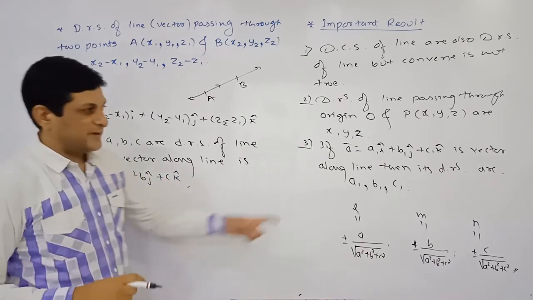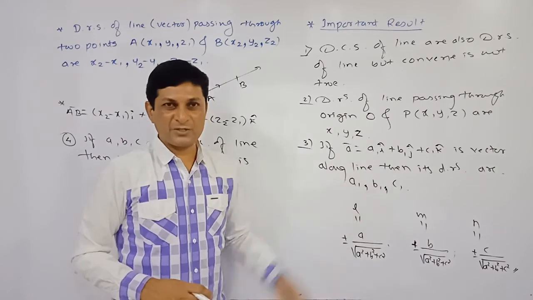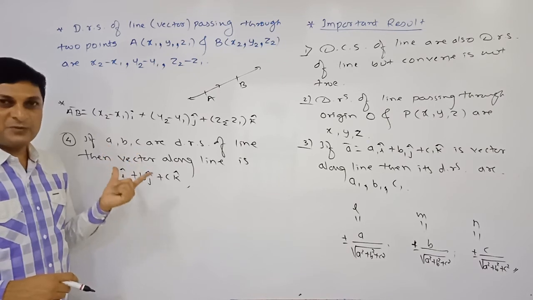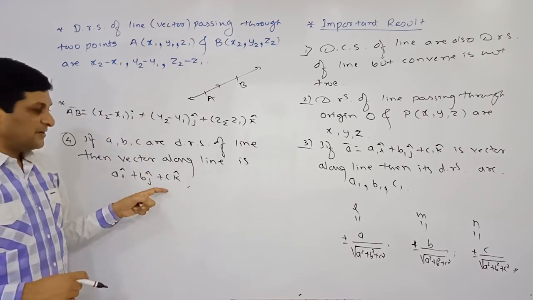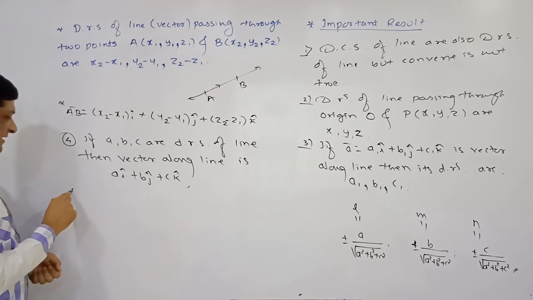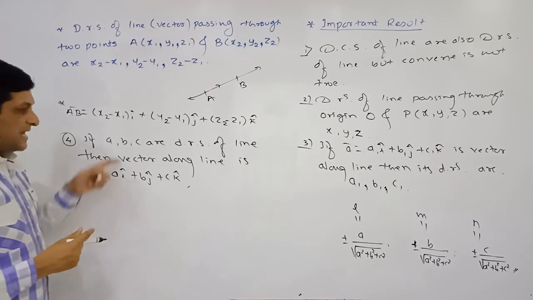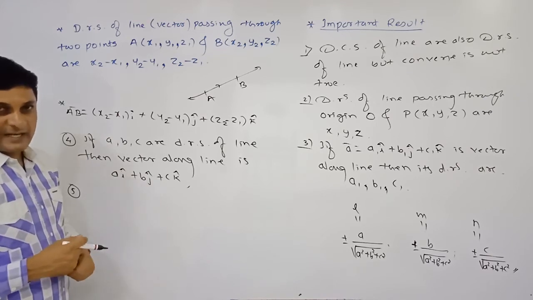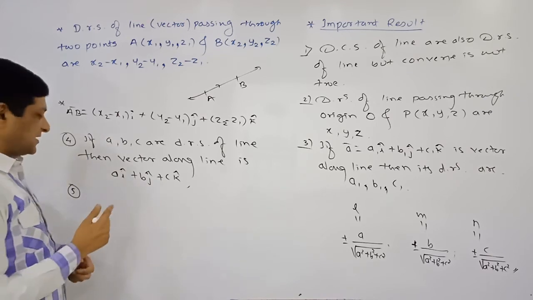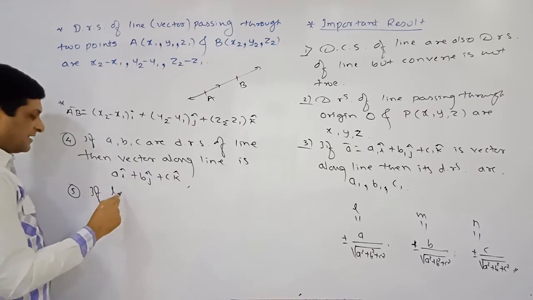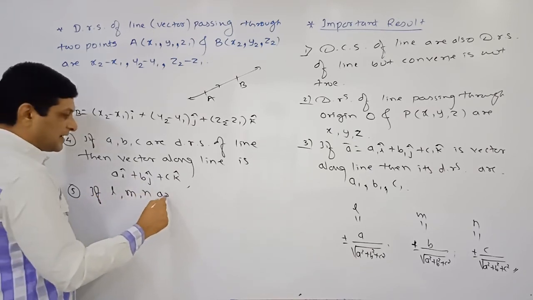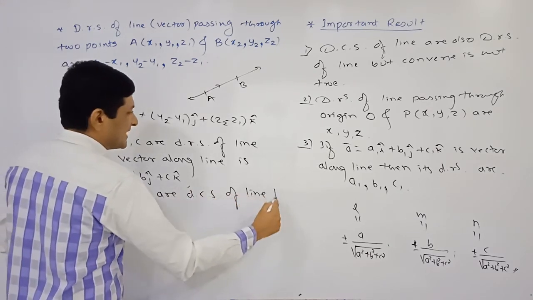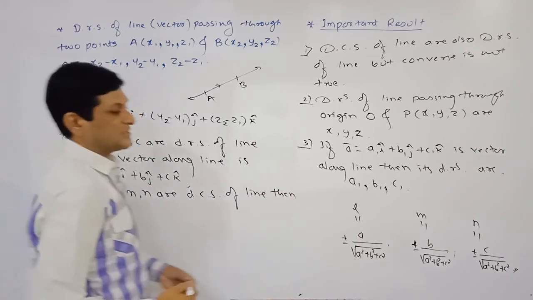Just now we have seen that if a vector is given, we are able to find the direction ratios. In other words, if the direction ratios of the line are given to us, we are able to define the vector along that line also. Now let us see the very important fifth result. Now if direction cosines are given to us, if L, M, N are direction cosines of a line, then let us see what important result we are getting here.